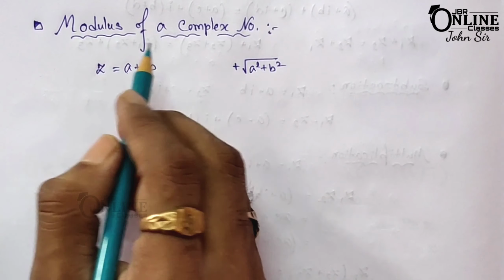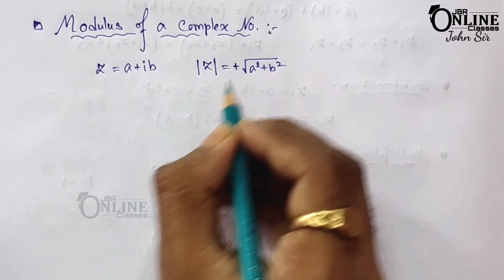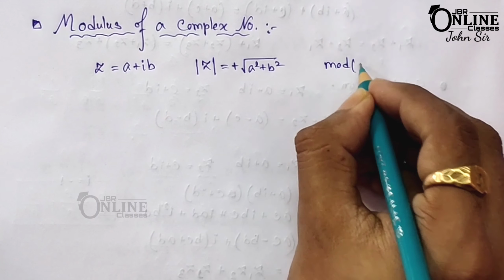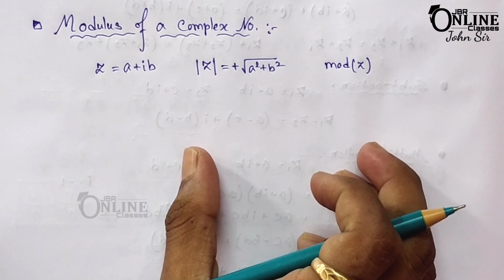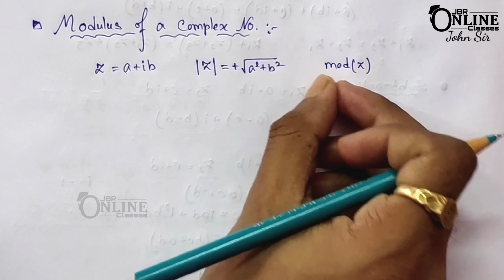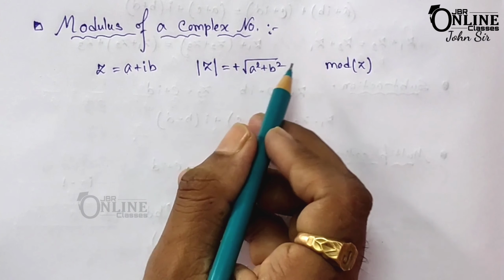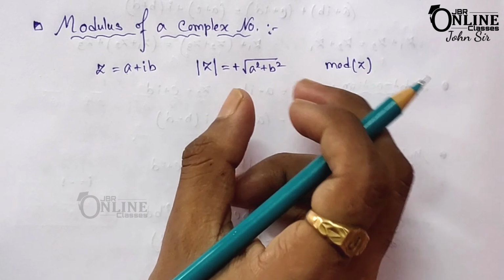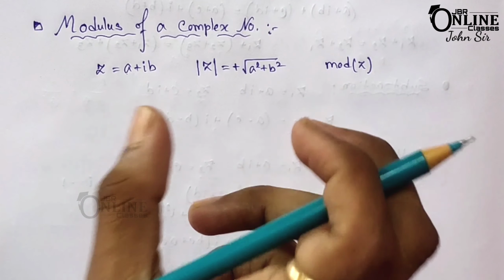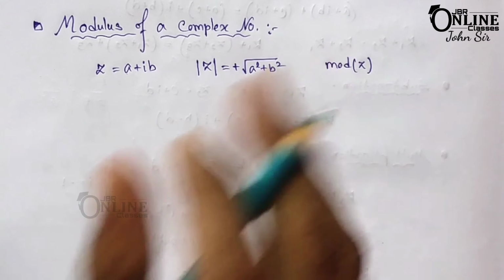The modulus of a complex number is denoted by mod z. You can also write it as mod in brackets z. So mod z equals plus root over a square plus b square, which is always a positive real number, remember that.